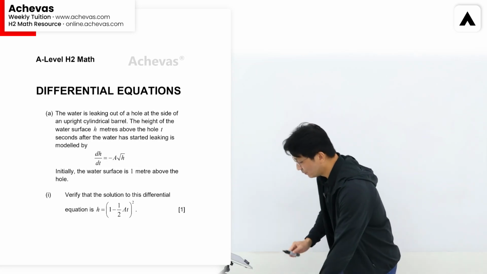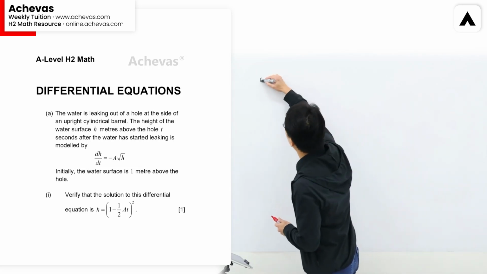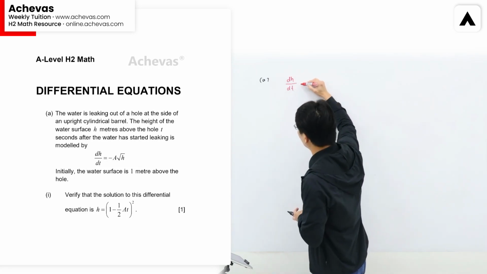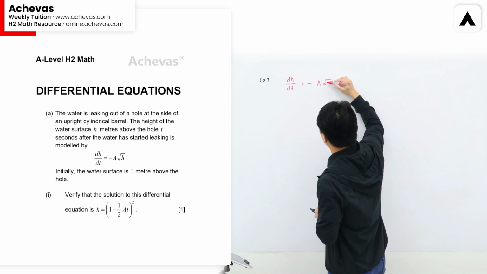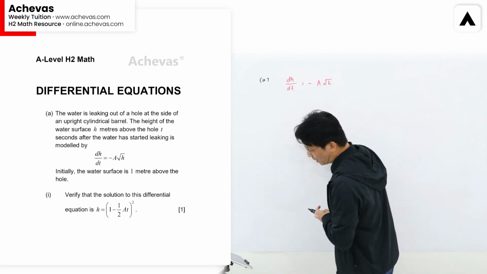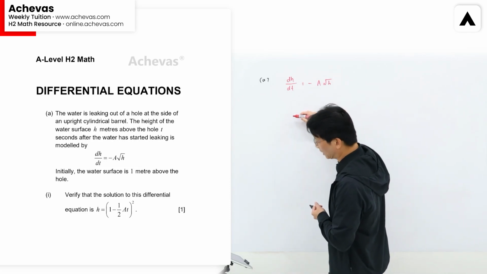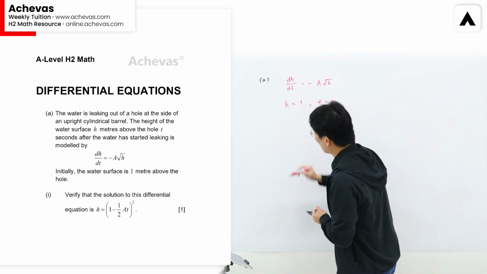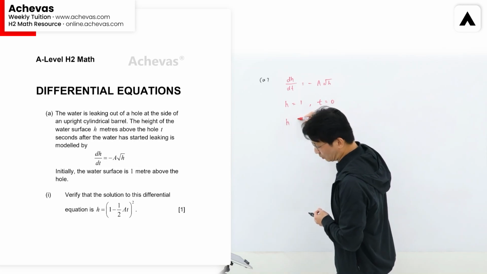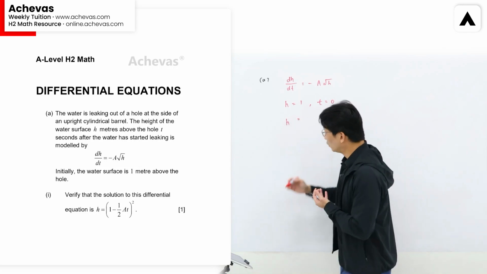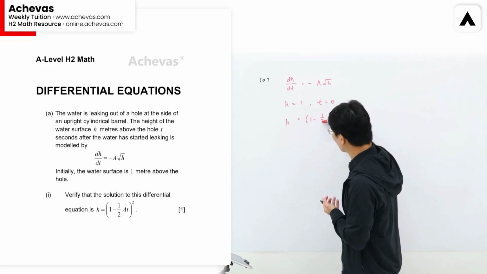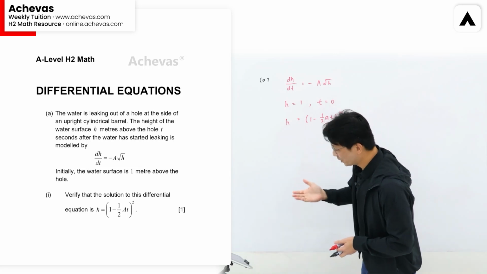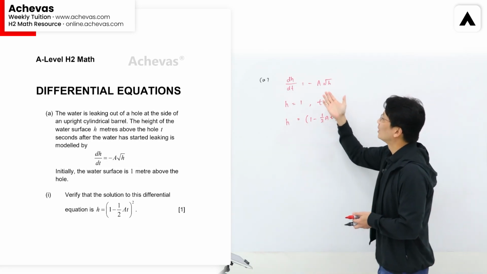Let us just write down the information given by the question first. We have this first order differential equation, dh dt is equal to minus a square root h. And we are also given that initially water surface is 1 meter. That means to say when h equal to 1, t equal to 0. Our objective for the first part is to verify that the solution is given to be h equal to 1 minus half at squared.